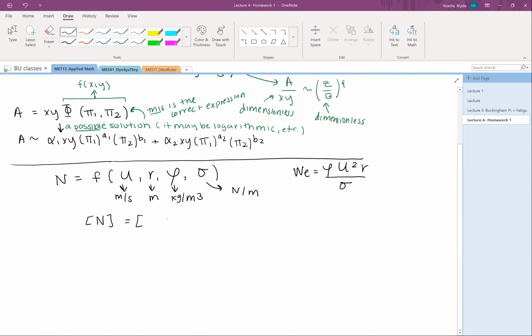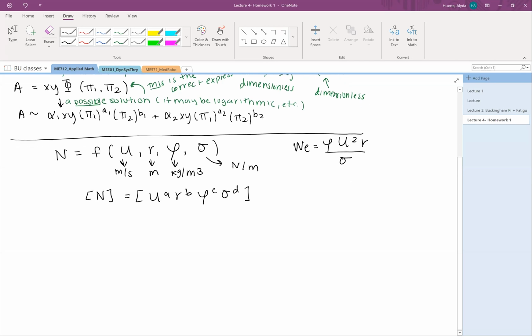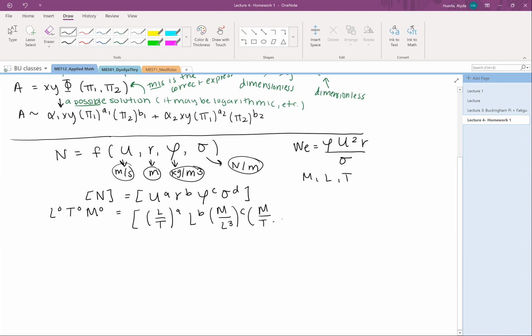So we have N equals U^A R^B rho^C and surface tension to the D. As you can see, we have 4 different variables, and we're only going to have M, L, and T in there. So that means we're eventually going to end up with our function in terms of one of these exponents, A, B, C, or D. I'm going to end up choosing D, but you don't have to do that. You can choose whichever one you want. So if we go ahead and write this out, we get L over T to the A, and I'm referencing all these units over here. L^B, M over L cubed to the C, M over T squared to the D.